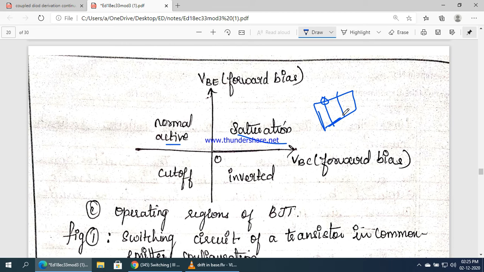And if VBC is negative, if this junction is reverse bias and this junction is also reverse bias, if both are reverse bias, then we call it the cutoff region. At the cutoff region no current will be flowing, so we call it the off state. So in order to operate the BJT as a switch, we need to concentrate on these two regions of operation, that is the saturation region and the cutoff region. When both junctions are forward bias, that is the saturation region. When both junctions are reverse bias, that is the cutoff region.